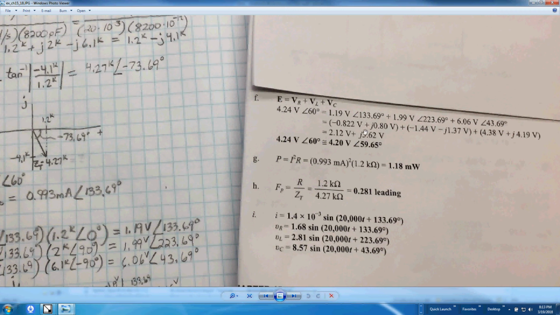you get a 3.62. And then when you convert it back to polar form, what you do is you take the square root of 2.12 squared plus 3.62 squared. It gives you 4.20. And then the angle is the inverse tangent of 3.620 divided by 2.12, which equals this, which is really close. Probably it would have been even closer if they had gotten that 0.86 right.